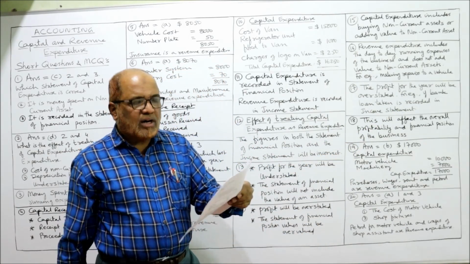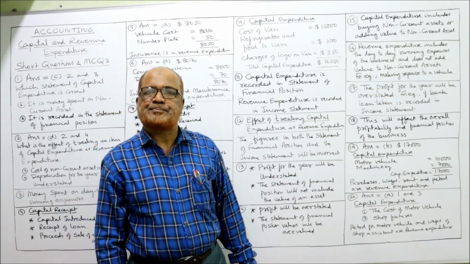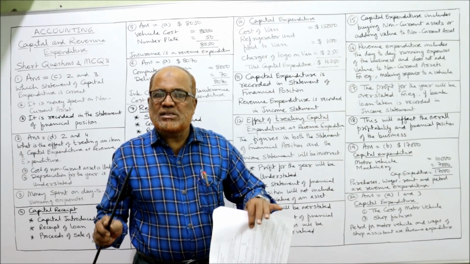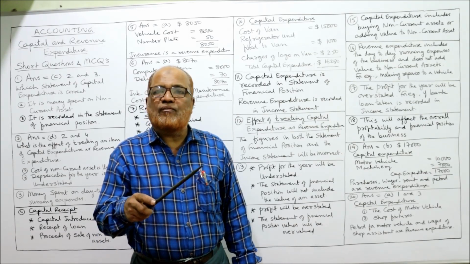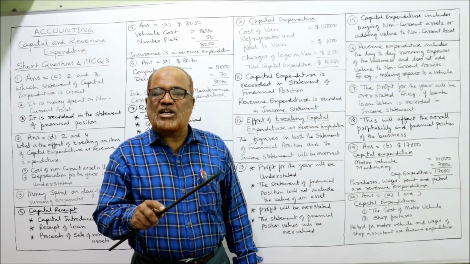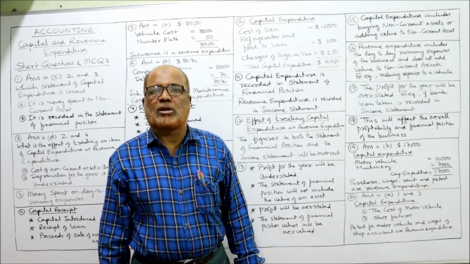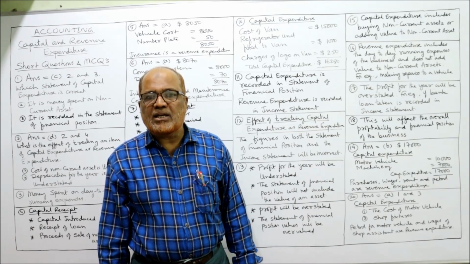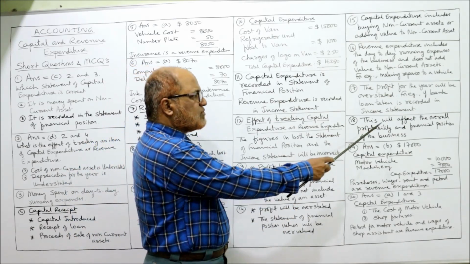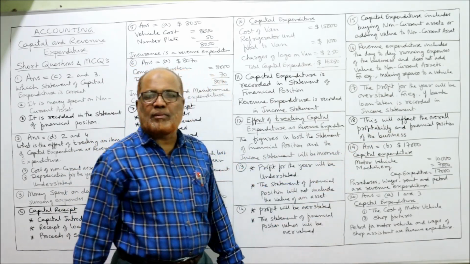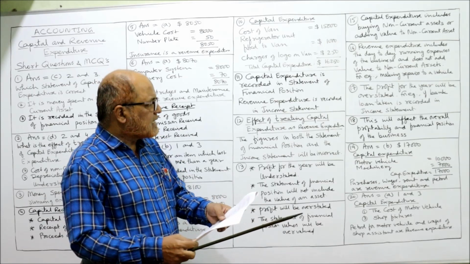Next, 18th. What will happen if no distinction is made between capital and revenue expenditure? If no distinction is made between capital and revenue expenditure, then profit will not be true. The income statement will not show the true profit, and the statement of financial position will not show the correct financial position of the business, the correct assets and liabilities. So this will affect the overall profitability and financial position of the business if no distinction is made between capital and revenue expenditure. Next, 19th.